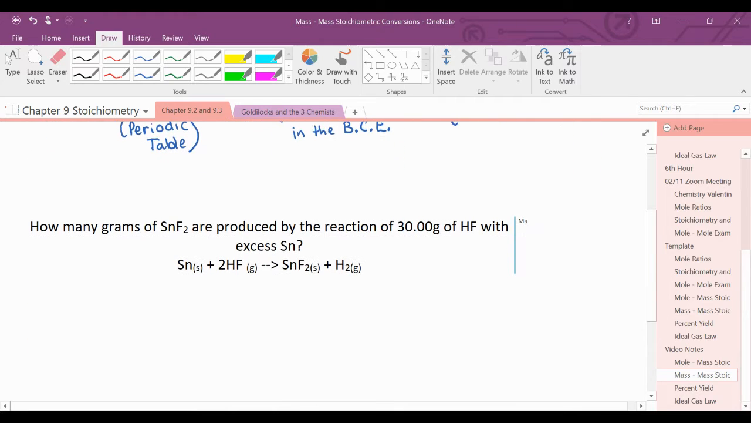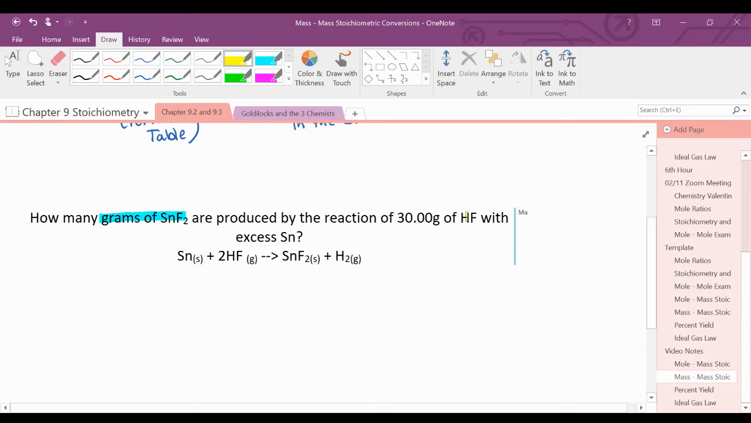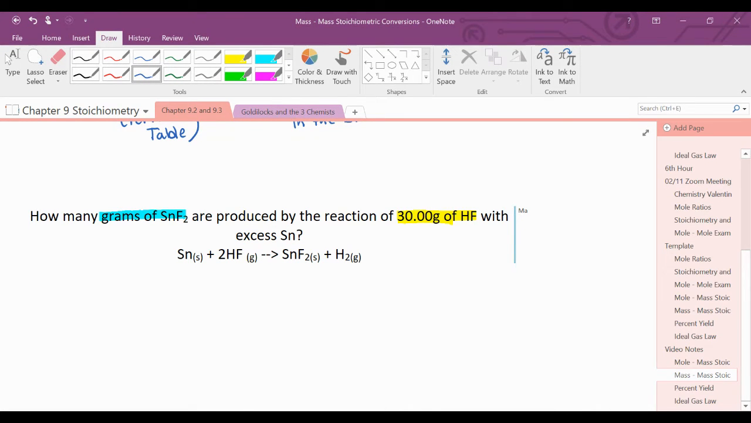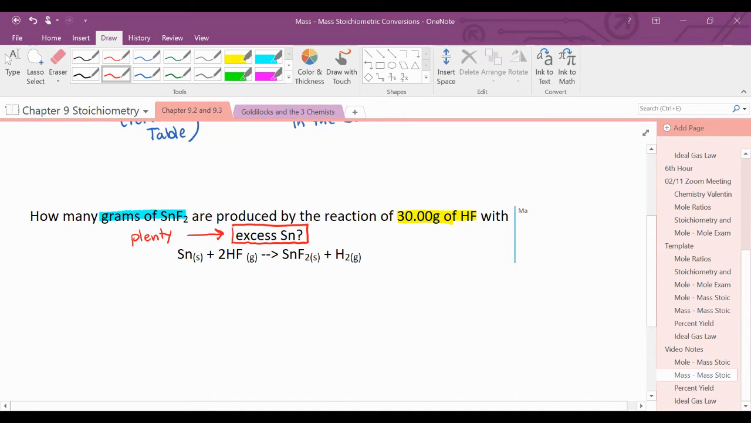So we're going to do a conversion problem. We want to find how many grams of tin 2 fluoride are produced by the reaction of 30 grams of hydrogen fluoride. I like to put a little flow chart underneath, which is what we'll do. It does say here excess tin, and I want to just clarify what this means. This means you have plenty of tin. You don't have to worry about running out of the tin with this reaction.